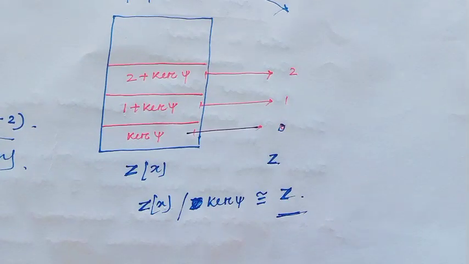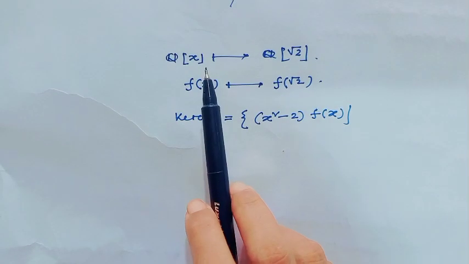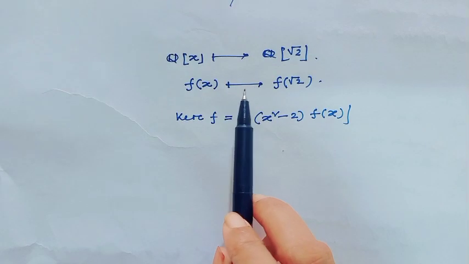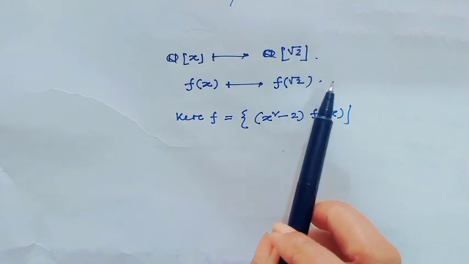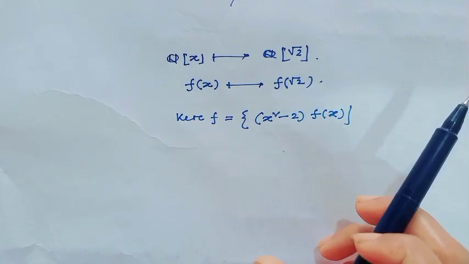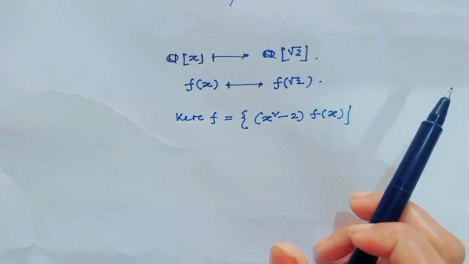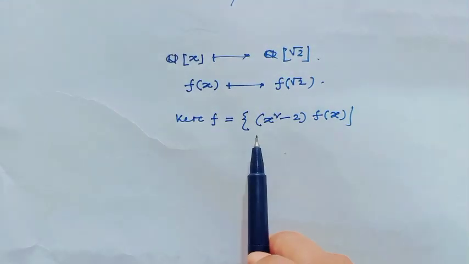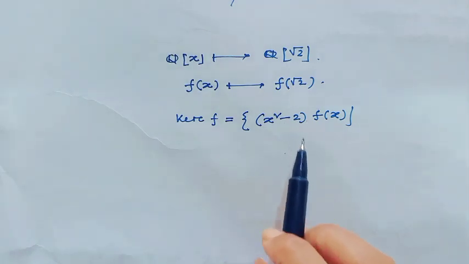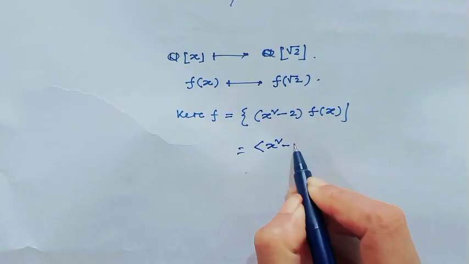Okay? Well, now I will see one ring homomorphism which is Q[x] to Q[square root of 2], and the mapping is such type: f(x) maps to f(square root of 2). That means here such f(x) whose root is square root of 2. And obviously the kernel of this is such f(x) which is a multiple of x squared minus 2. Actually this is the ideal generated by x squared minus 2.